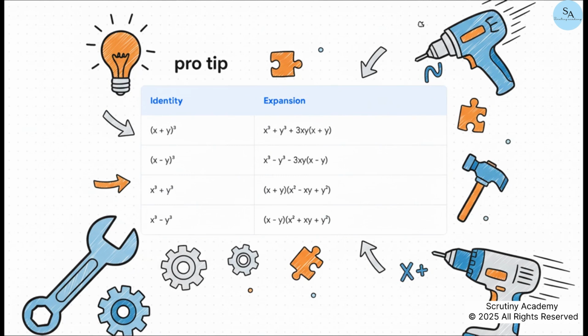And here's a pro tip for your exams. Think of these algebraic identities as power tools for factorization. For certain problems, they let you jump straight to the answer. I seriously recommend memorizing these. They will save you so much time when the clock is ticking.